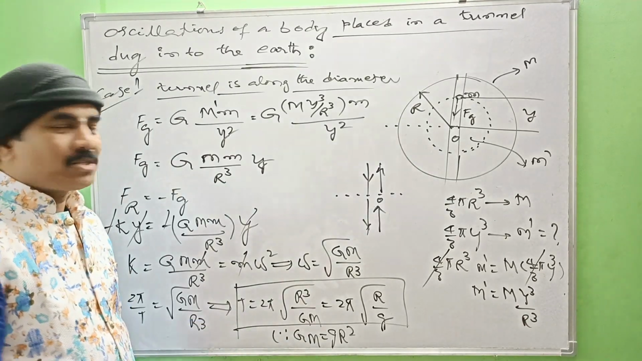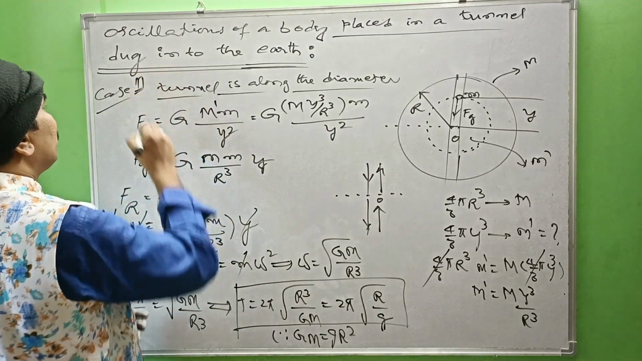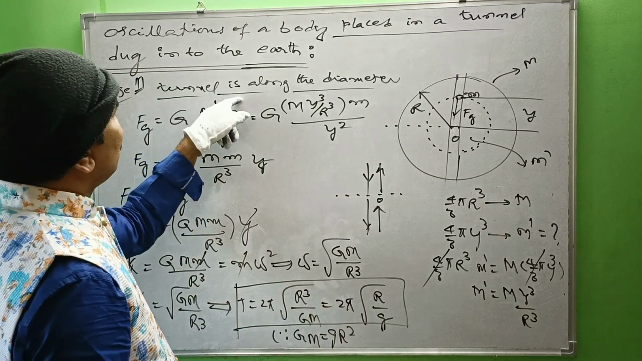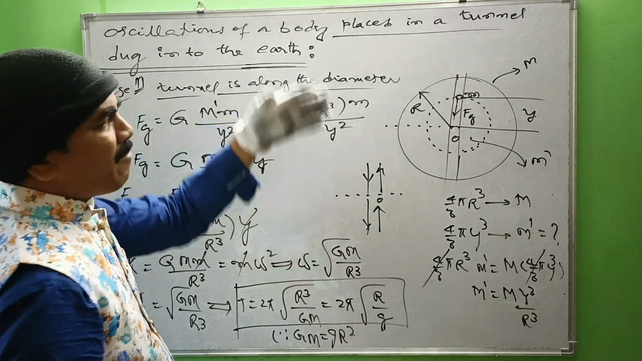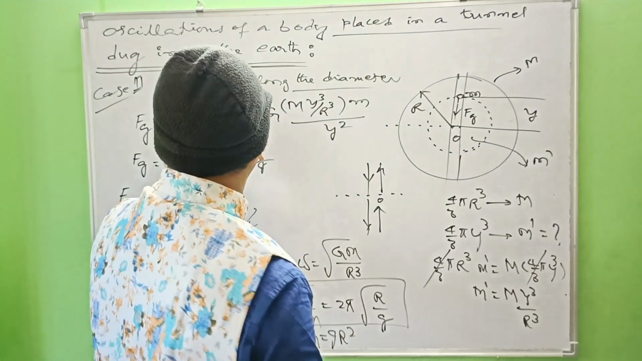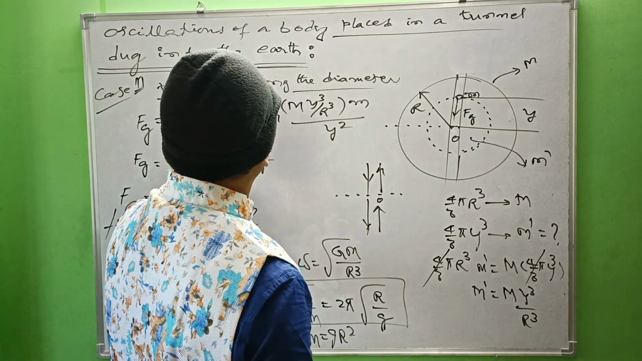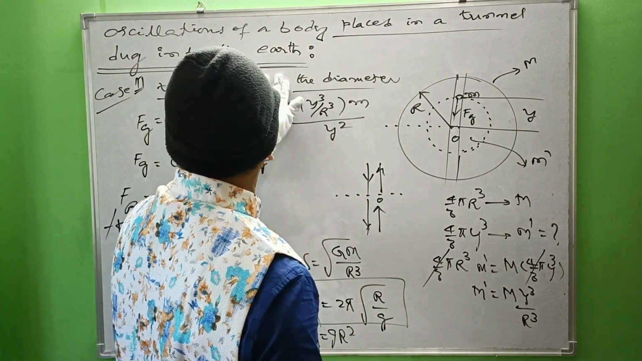Now in the second case, what is that case? Case 2. If the tunnel is not dug along the diameter, so the tunnel is not along the diameter.